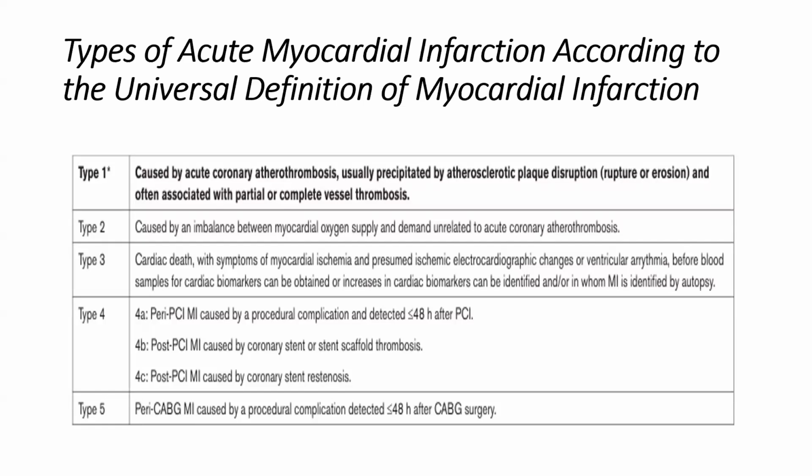4A is post-PCI MI caused by procedural complications, and it is detected in less than 48 hours. Type 4B is caused by coronary stent thrombosis. Type 4C is caused by coronary stent restenosis. Now, type 5 is post-CABG related, and it is detected in less than 48 hours after CABG surgery.